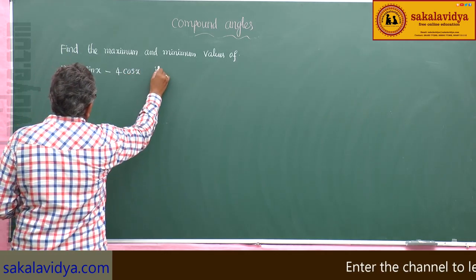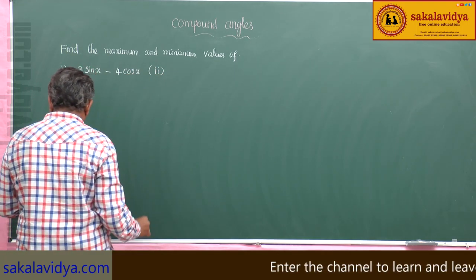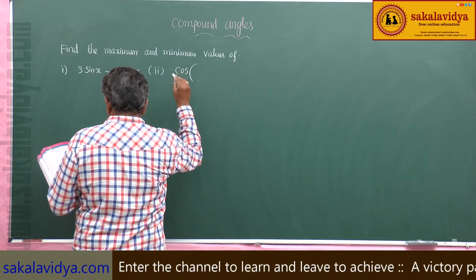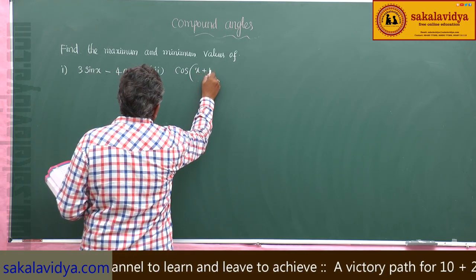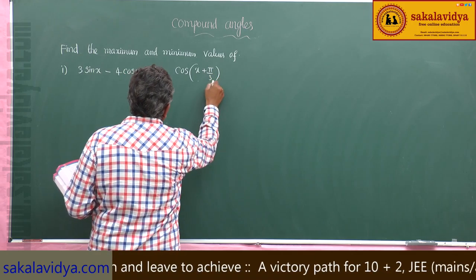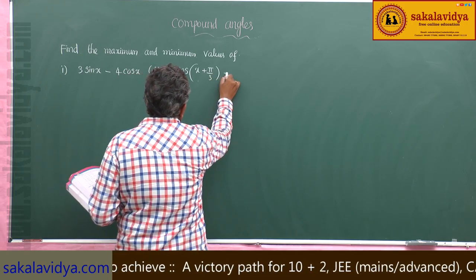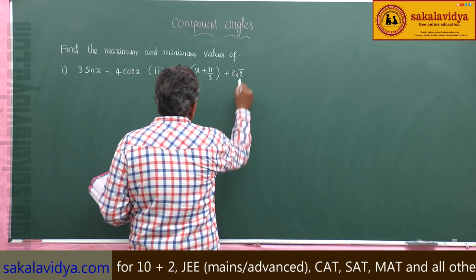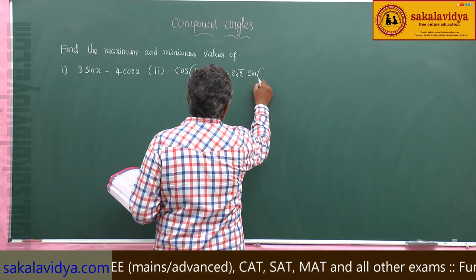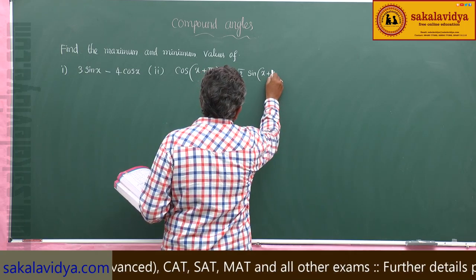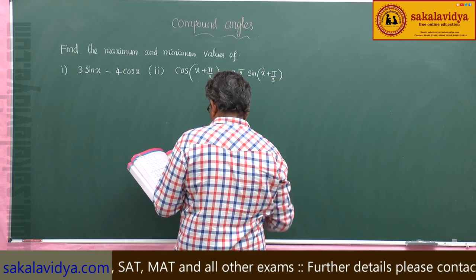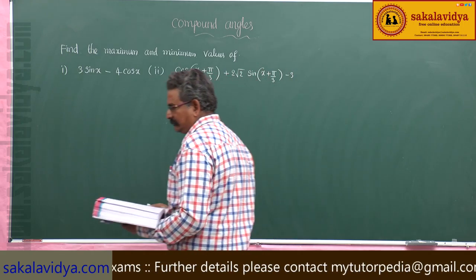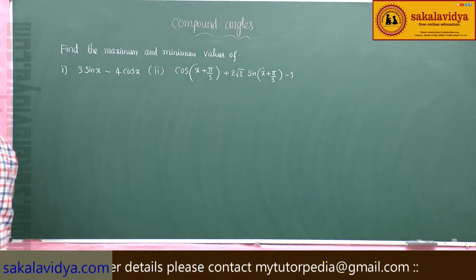And second problem, we have cos of x plus pi by 3 plus 2 root 2 sin of x plus pi by 3 minus 3. Okay, let us find out.